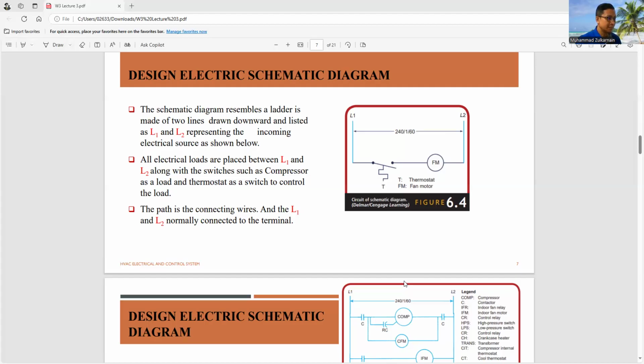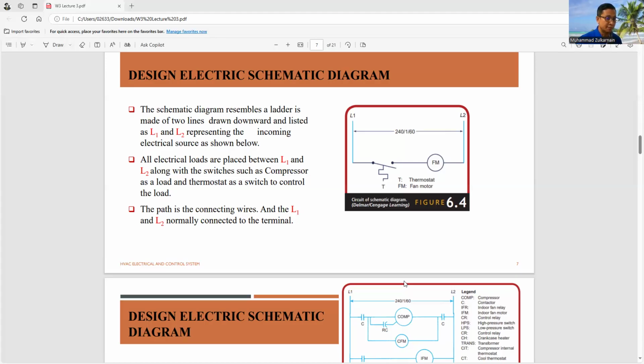So the schematic diagram resembles a ladder, made of two lines drawn downward and labeled L1 and L2, representing the incoming electrical source shown below. From the figure, you can understand we have two lines here, L1 and L2. Within L1 and L2, there is a potential voltage, meaning between L1 and L2 we have a potential of 240 volts.